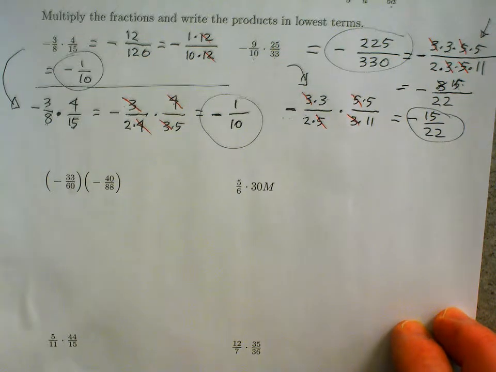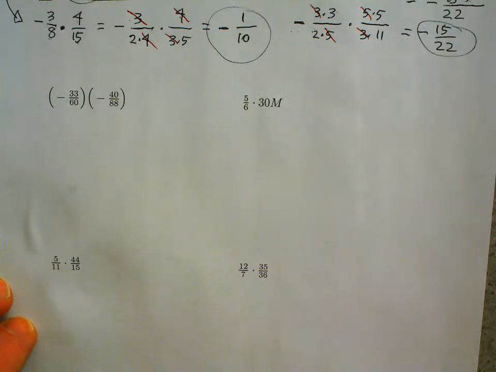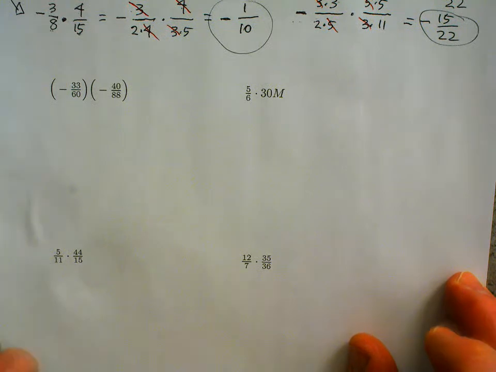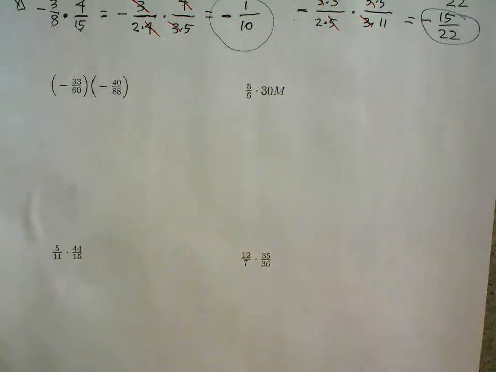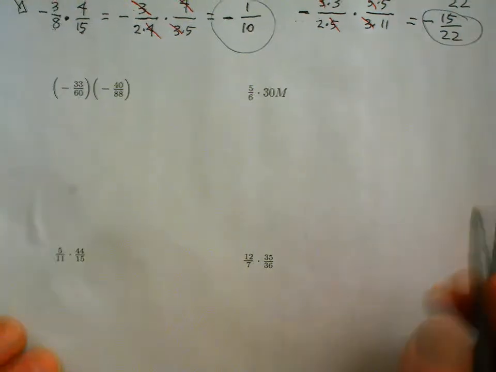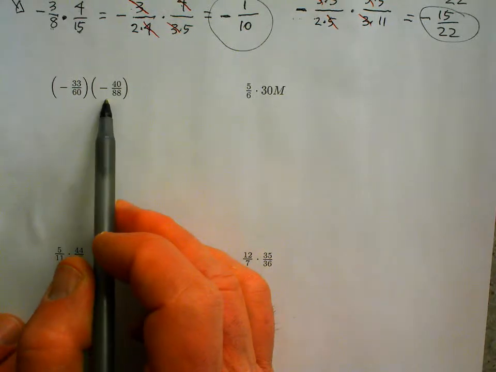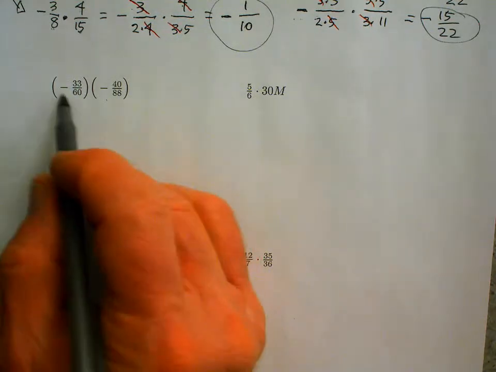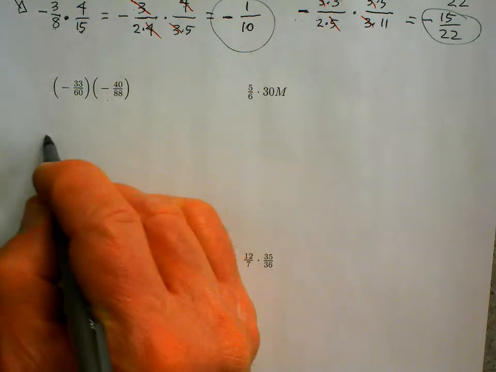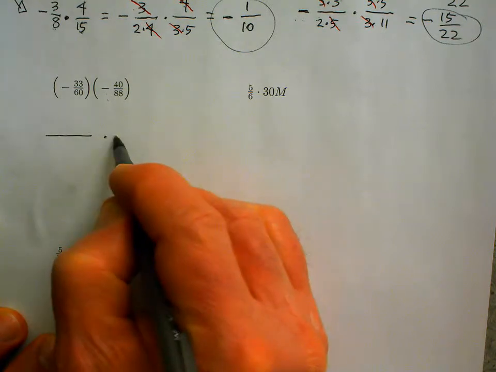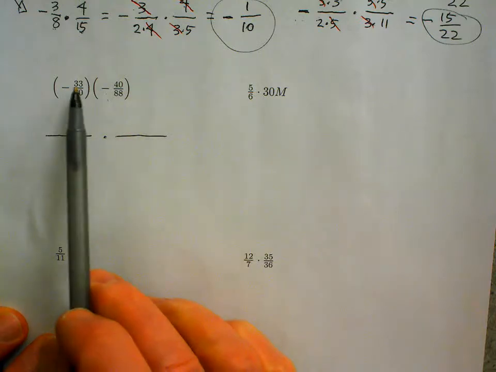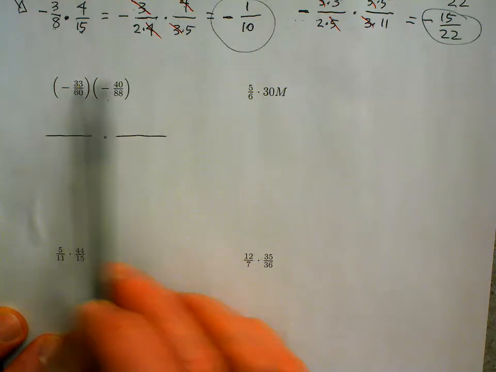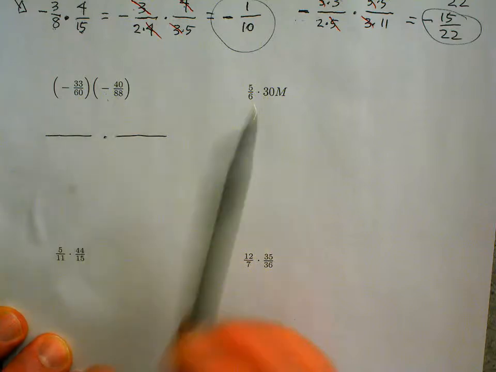Okay, let's move on to the next example. On this one, we have negative 33 over 60 times negative 40 over 88. A negative times a negative is a positive, so I'm just going to ignore the negative symbols. And I'm going to write the prime factorizations of the 2 numerators and the 2 denominators.